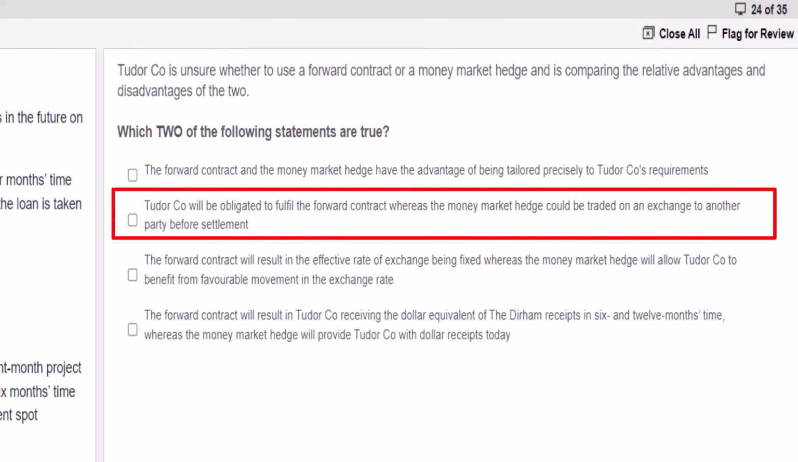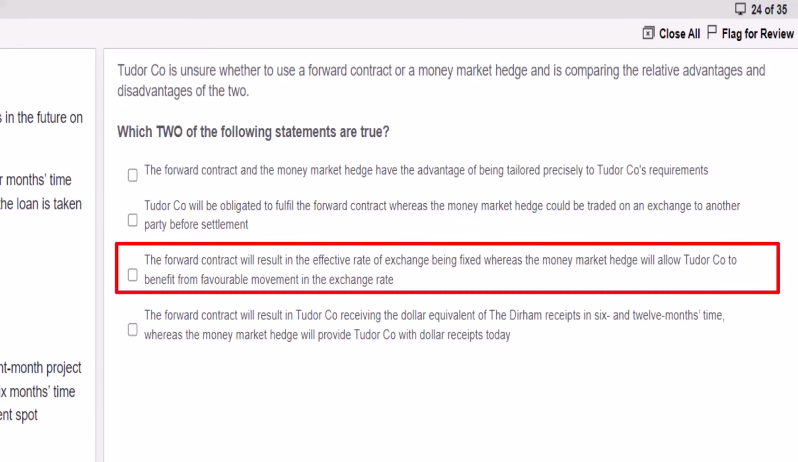Number 2, Tudor company will be obliged to fulfill the forward contract, whereas the money market hedge could be traded on and exchanged to another party before settlement. No, they're both an obligation, and you cannot trade either. So therefore, the forward contract, although it says is an obligation, is true. The money market hedge, saying it can be traded on, is not true. So the second selection is not correct.